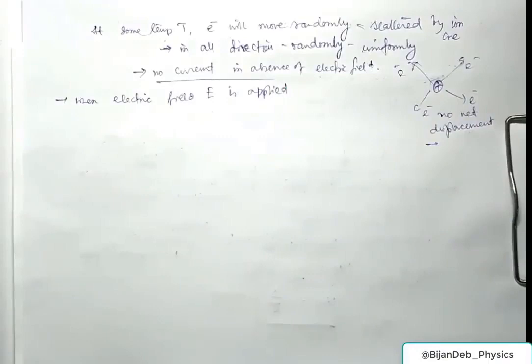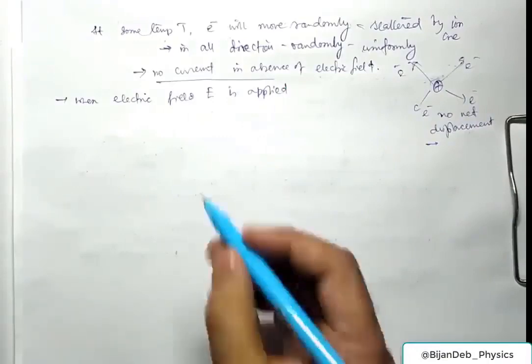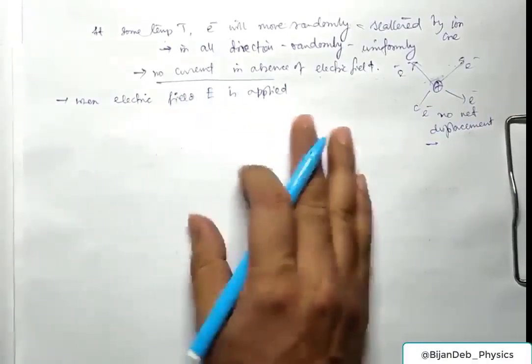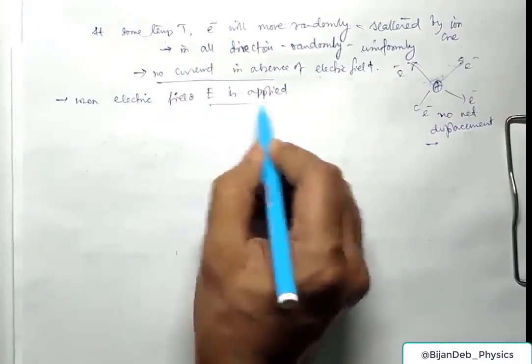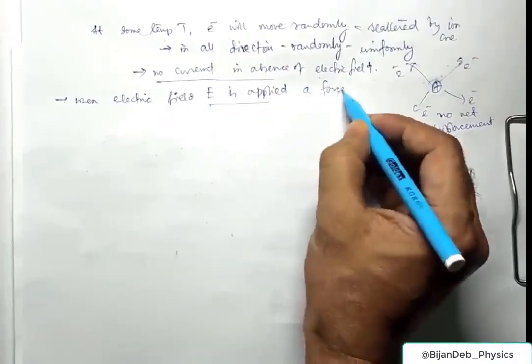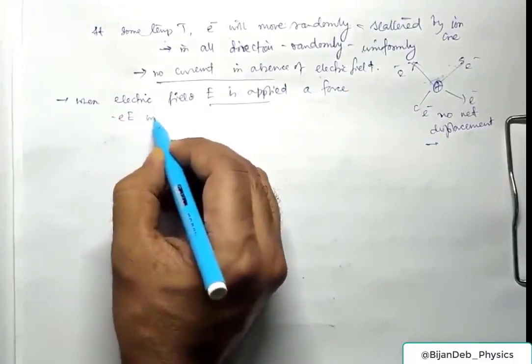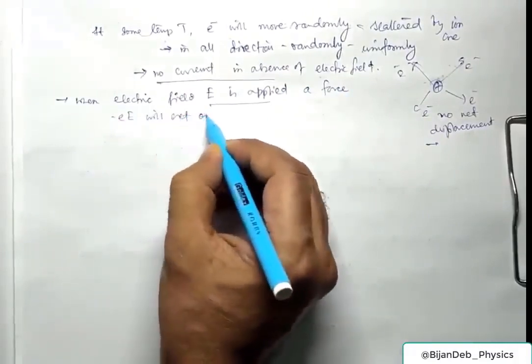That is basically what we studied at the secondary level. The quantum level we study at a higher level. So in your theory we will mainly study the classical theory. So for a free electron, when an electric field E is applied, an additional force, minus eE, will act on the electron.